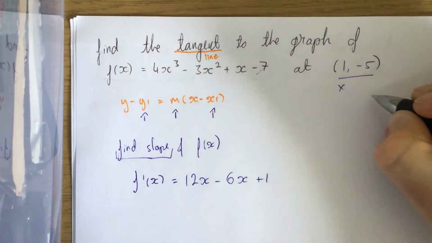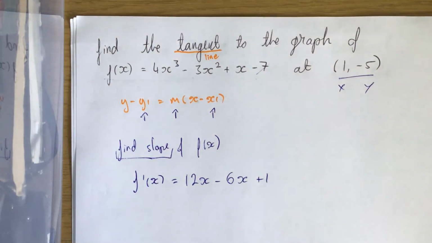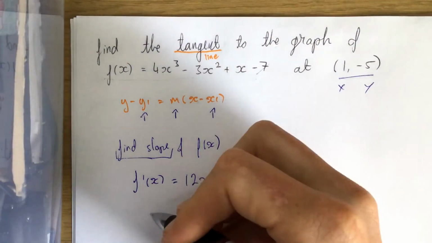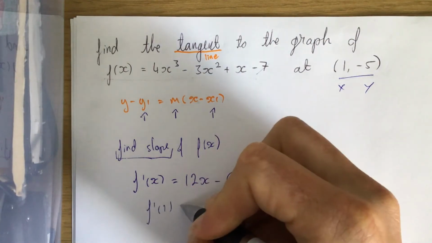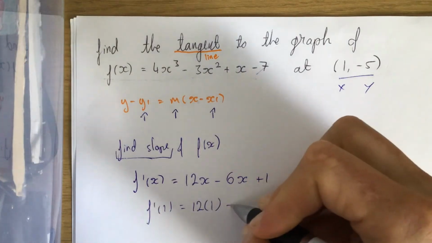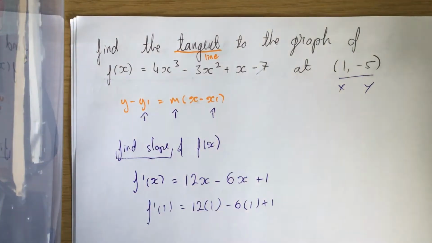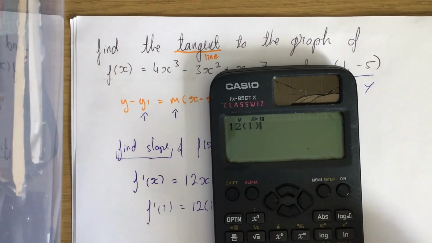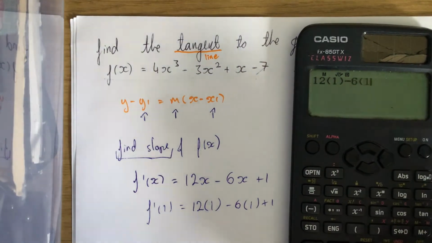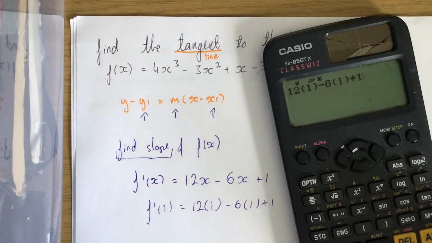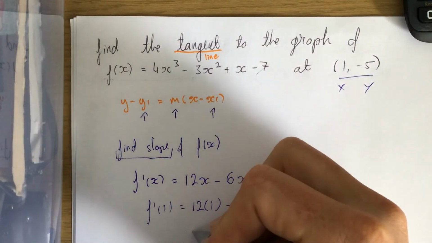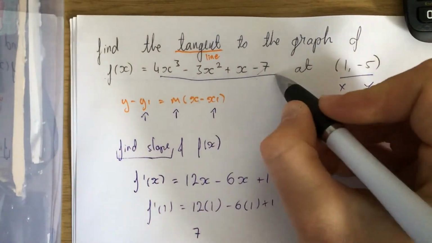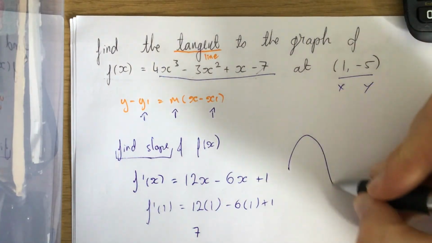So let's find the slope of f of x at this point. Remembering, this is your x value, this is your y value. So what do we sub in? Well, we'll sub in 1, which is our x value, to find the slope at that point. So this would be f dashed of 1 equals 12 times 1 squared, minus 6 times 1, plus 1. We'll type all that into a calculator. That gives you 7.